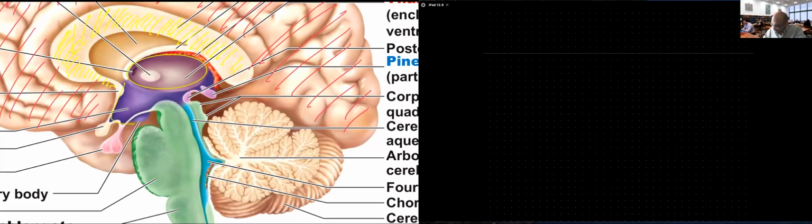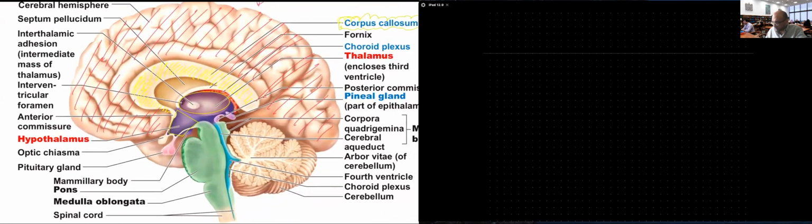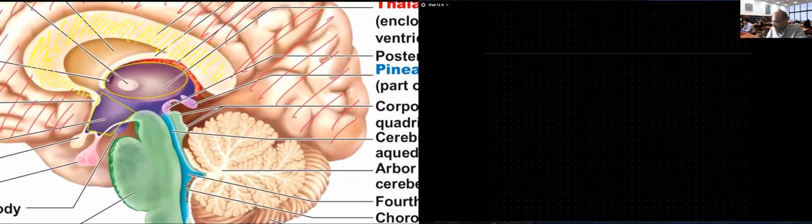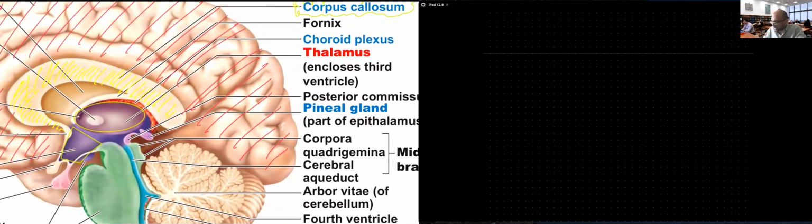Another part of the diencephalon is going to be the part below the thalamus, which is the hypothalamus. And the third part of the diencephalon is going to be located above the thalamus, so we call this the epithalamus.